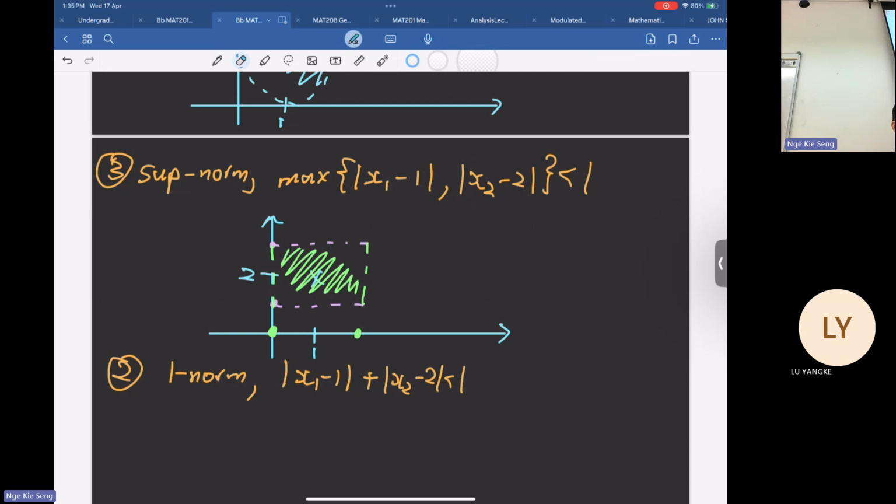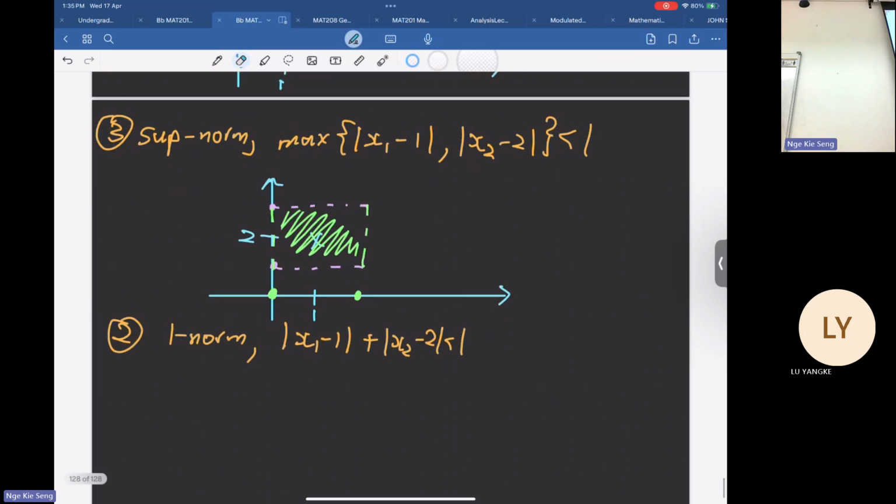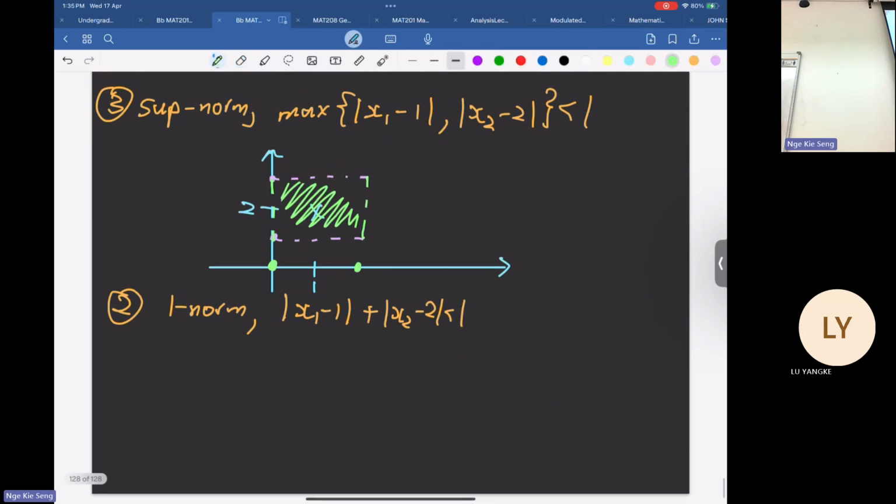How about the last one, the 1 norm here? Similarly, we can check the boundary as well. When does this expression equal 1, the left expression? What are the points in the boundary here?